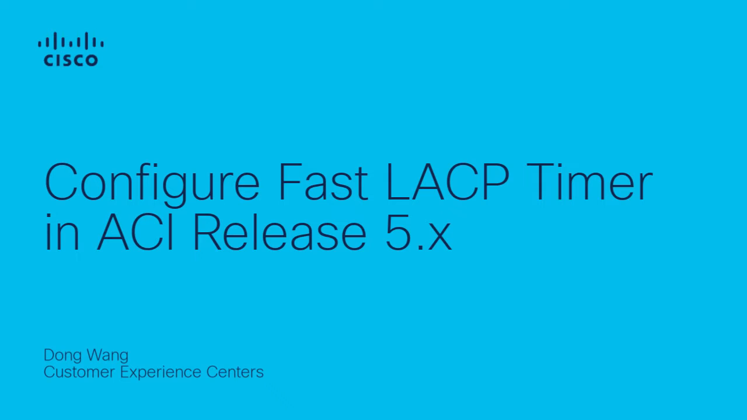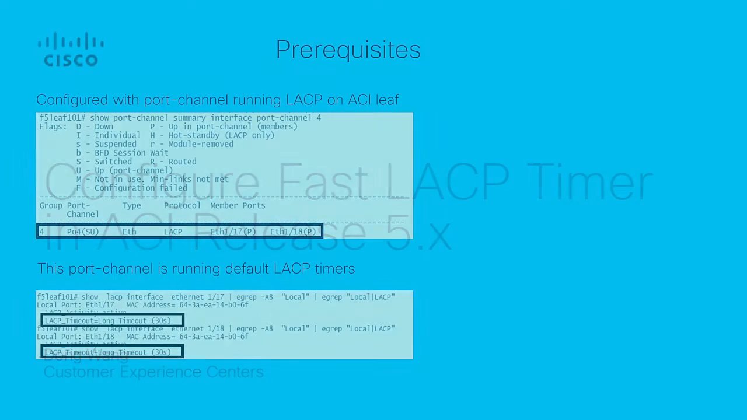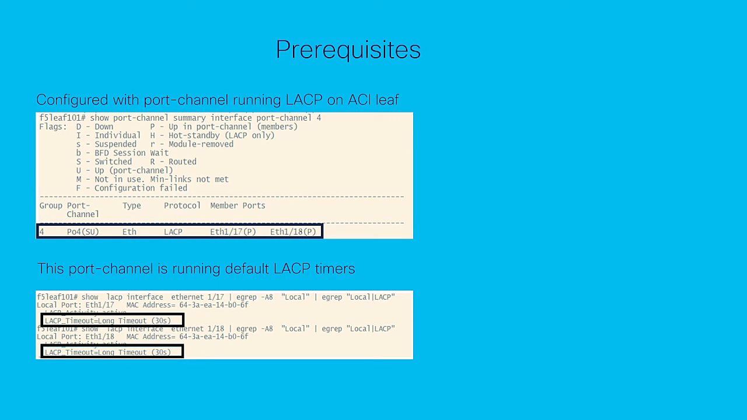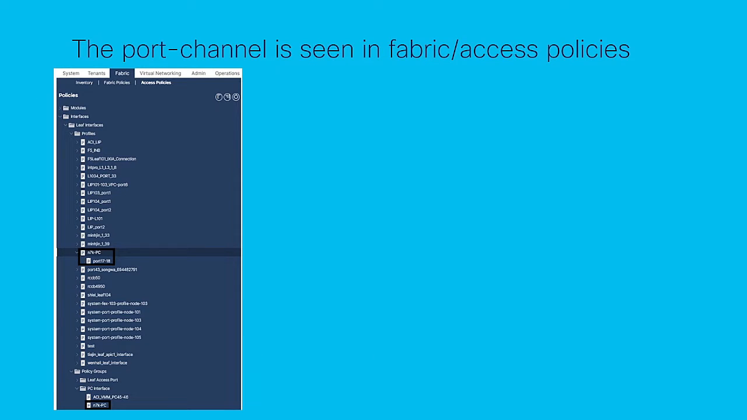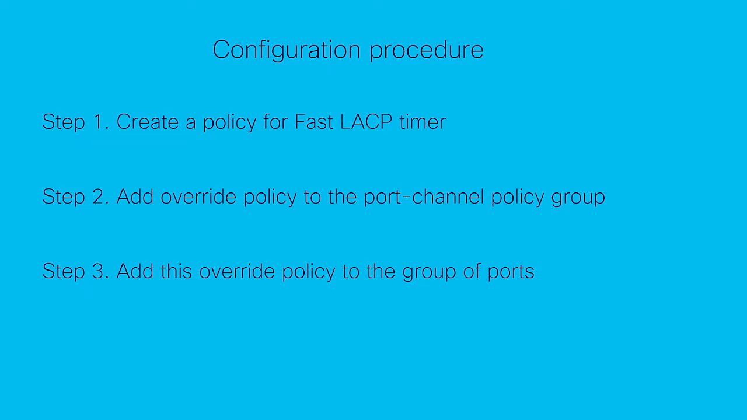I'm a technical consulting engineer for the data center ACI team here at Cisco. In this video, I will show you how to configure Fast LACP timers in ACI. It's expected that you already have configured Port Channel running LACP with default LACP timers on ACI leaf. From the GUI point of view, the port channel is seen in fabric access policies. Here are the steps that we're using for today's video.